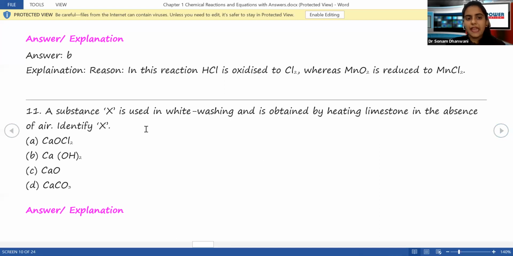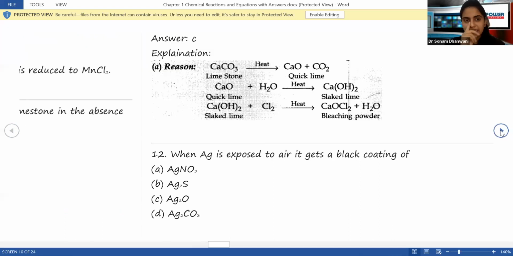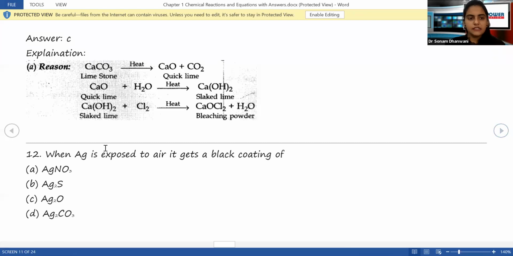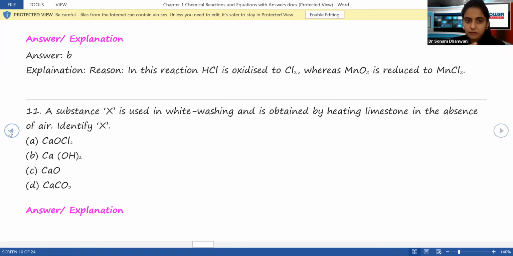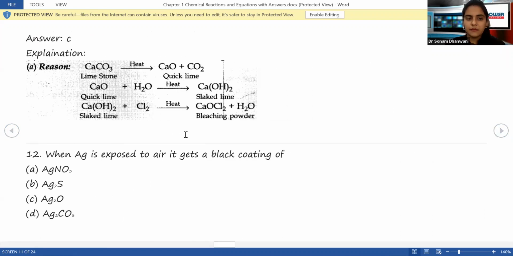Okay, now X, we are talking about the product X, the first product. X is obtained by heating limestone. This limestone is being heated, right? So it's forming what? CaO. Correct? So the answer to this is CaO, calcium oxide. This is in the absence of air.